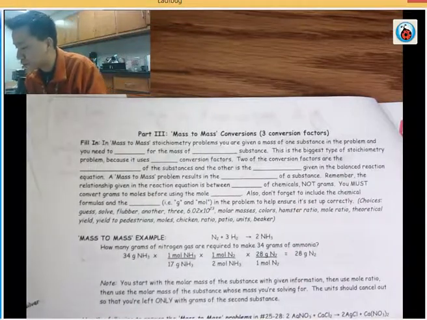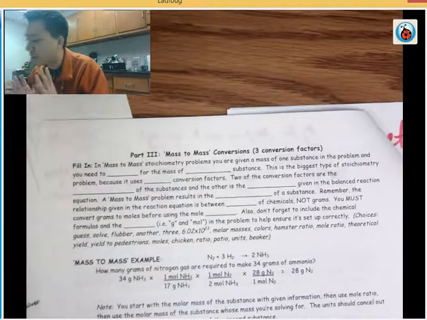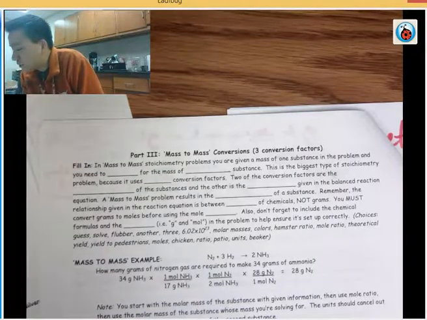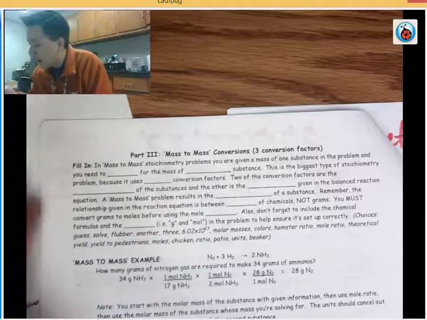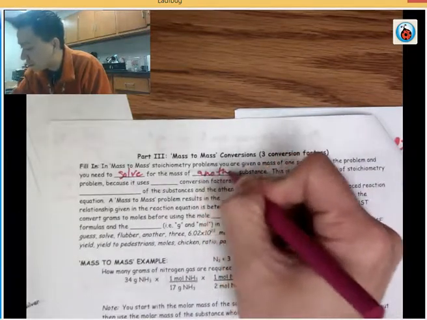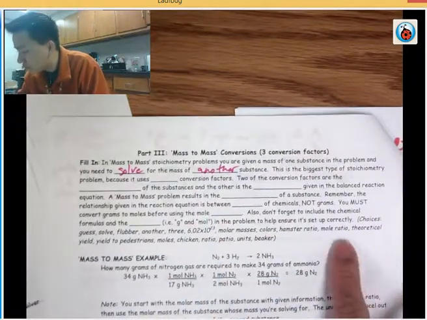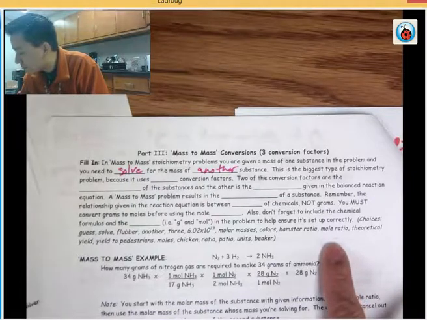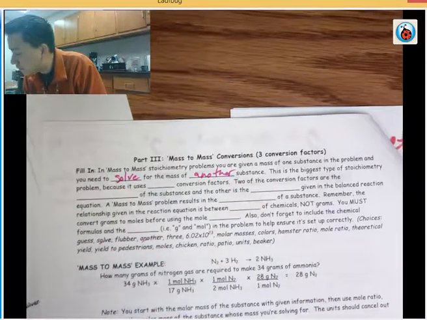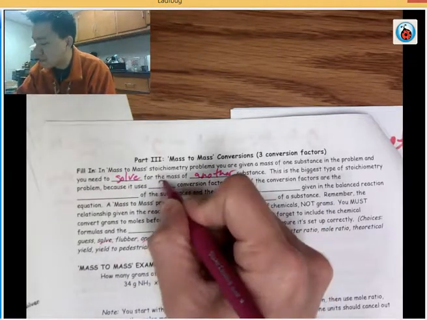In mass stoichiometry problems, you are given a mass of one substance in the problem, and you need to solve for the mass of another. This is the biggest type of stoichiometry problem because it uses 3 conversion factors.